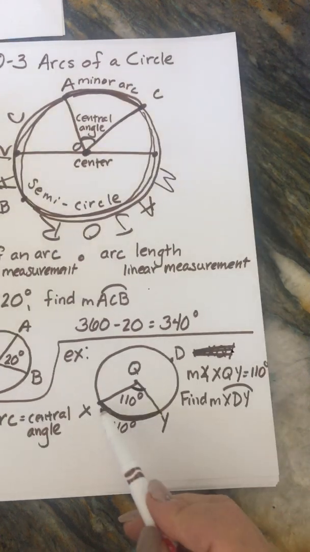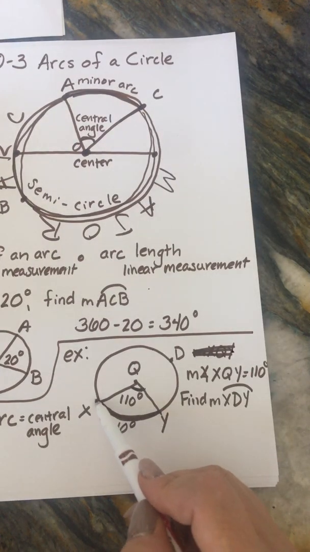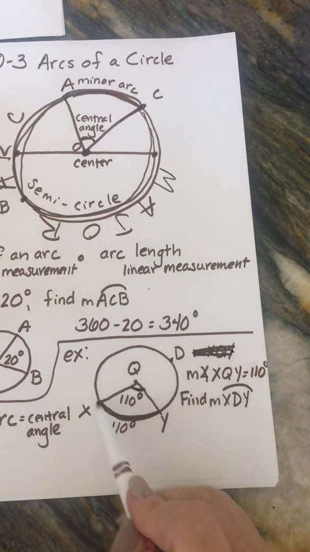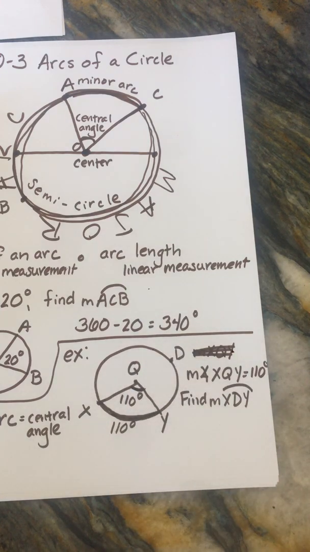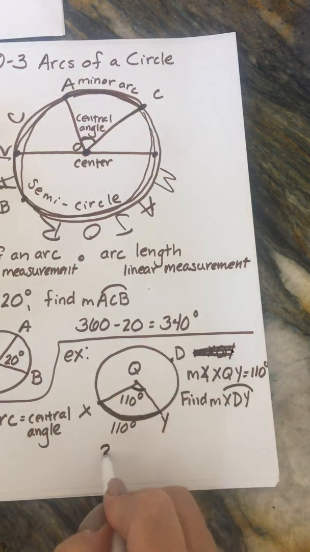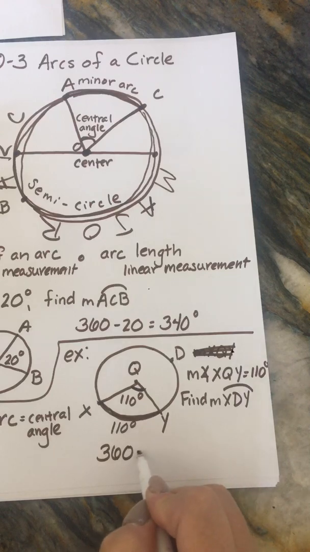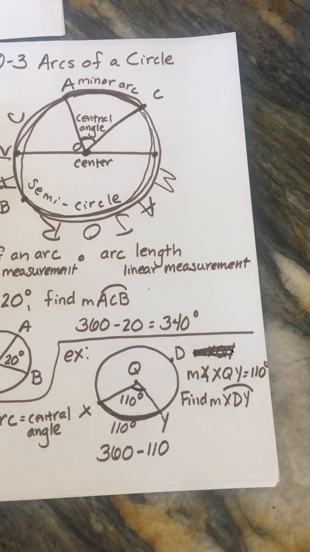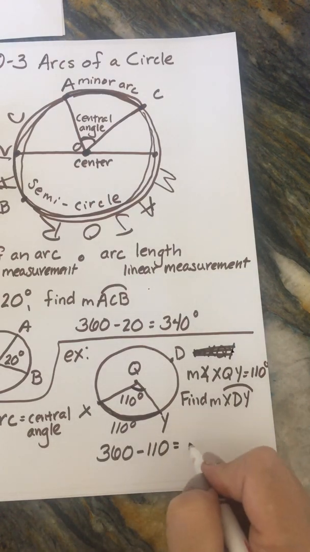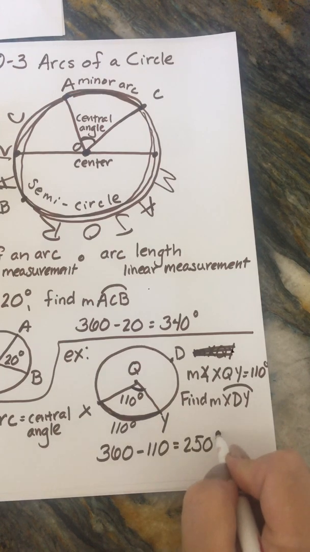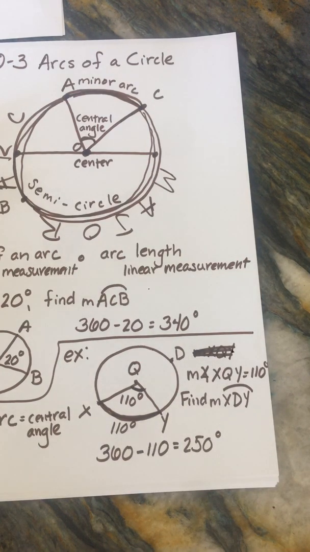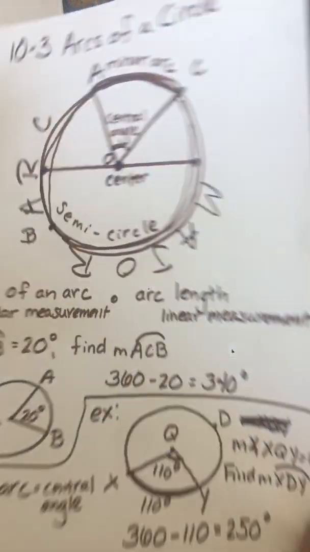Back to our example. If this is 110, we want to find this major arc here, XDY. So remember, there's 360 degrees all together. We will take off the intercepted arc, which means we are left with 250 degrees for XDY. Not too bad, right? Okay, let's talk about something else.